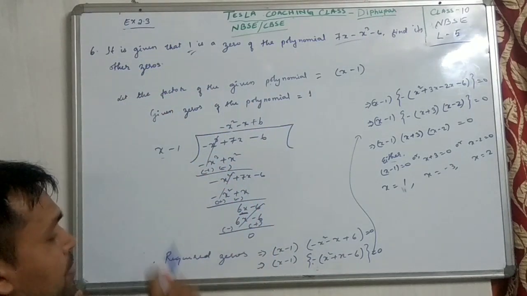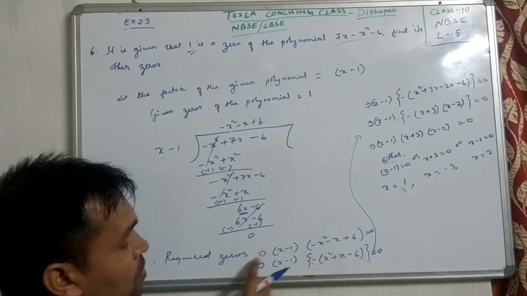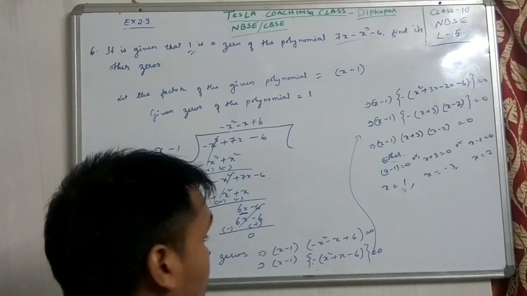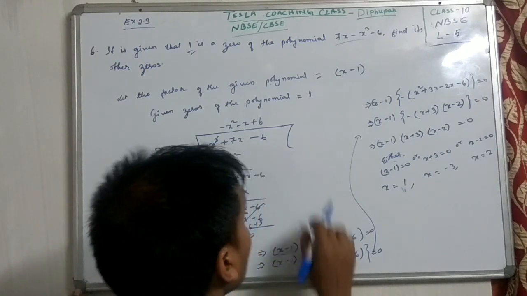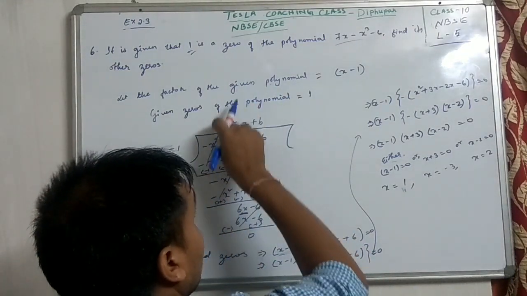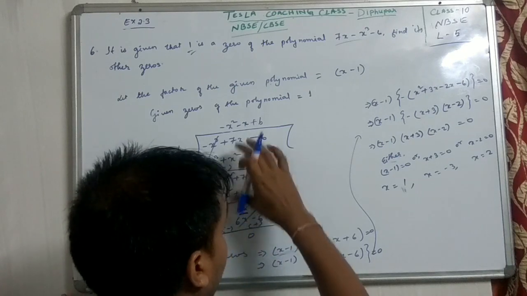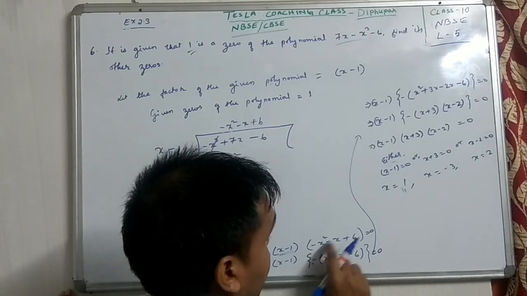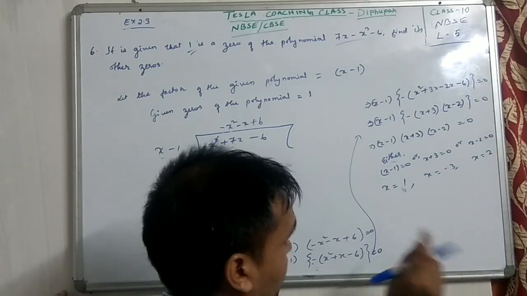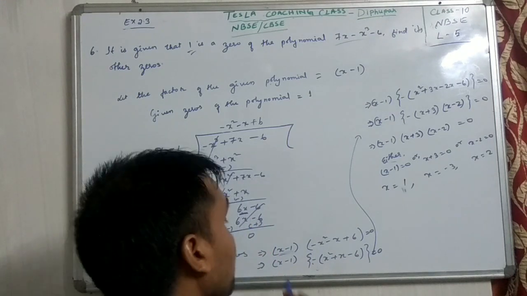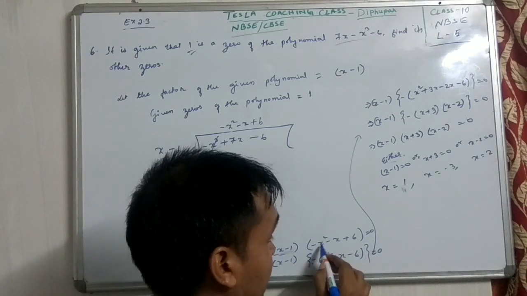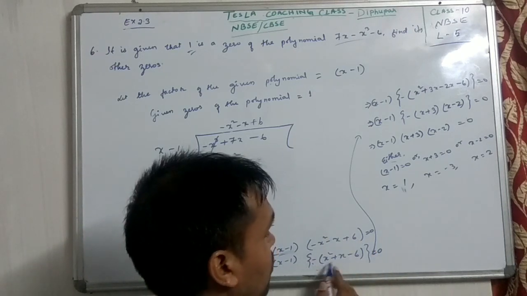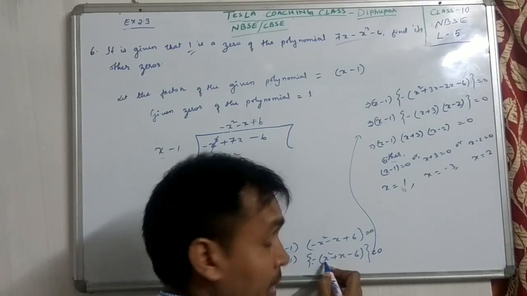Find the other zeros. So the required zeros, as we have done in the previous questions: this zero is already given, so x minus 1 into whatever we have got as the quotient after dividing, that is minus x square minus x plus 6 equal to 0. We are assuming it like that. So x minus 1, and here we have taken a curly bracket. The minus sign from here we have taken common, so we have put it here in the first bracket.